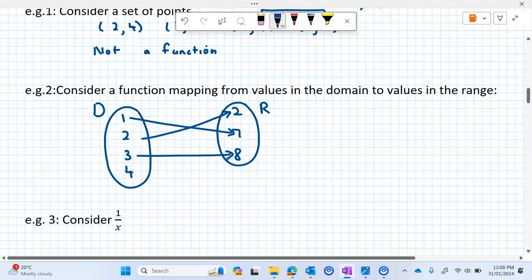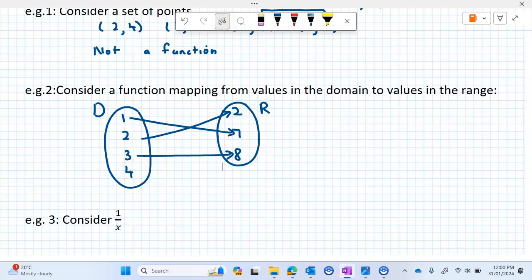Now, first of all, we want to think, is this a function or not? And this one's not a function.